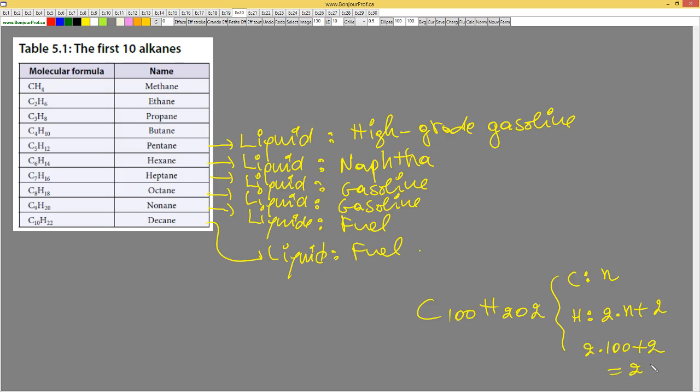It gives me 202. If I apply it, for example, for nonane, the number of carbons is 9. So the number of hydrogens is 9 times 2 plus 2. 9 times 2 is 18, plus 2 is 20. This is what I have here.